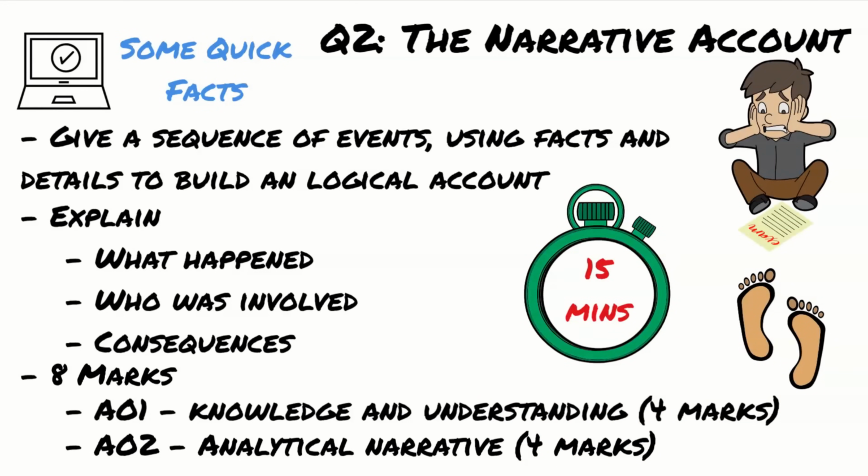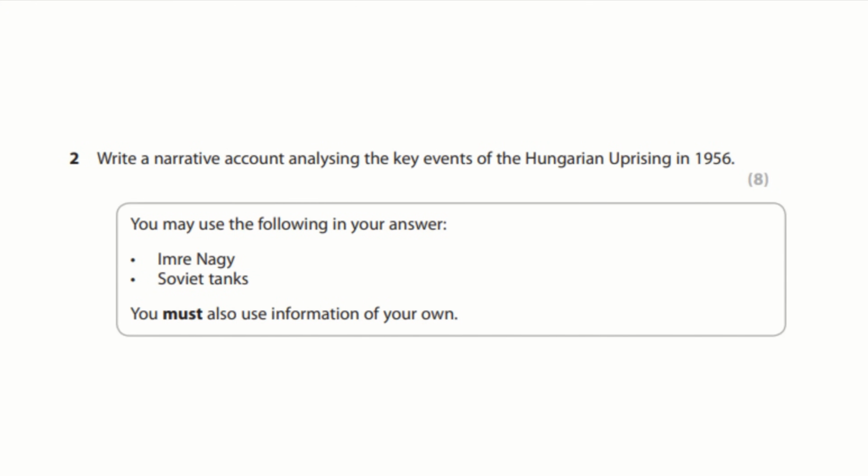We're going to be looking at the question from the 2019 paper: Write a narrative account of the key events of the Hungarian uprising in 1956. You may use the following in your answer: Imre Nagy and Soviet tanks. You must also use information of your own.